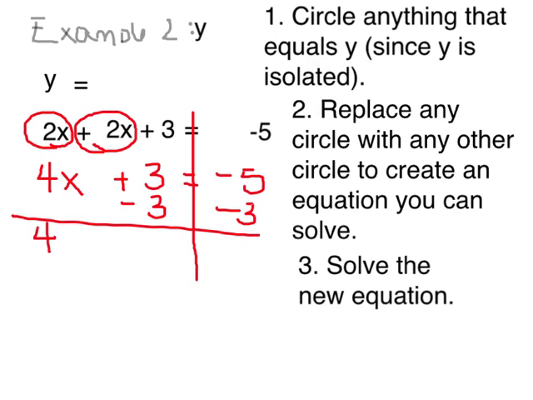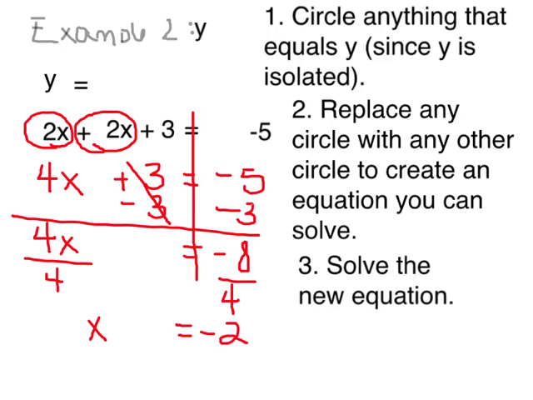So now I have 4x. The 3 minus 3 equals 0. And negative 5 minus 3 equals negative 8. And then I divide by 4. So I get x equals negative 2. Once I get x equals negative 2, I'm ready to plug it back into one of the original equations.